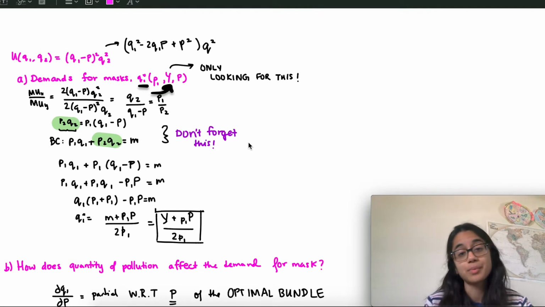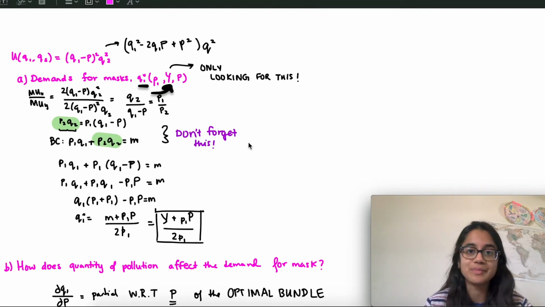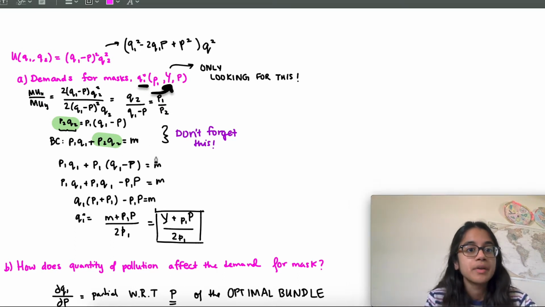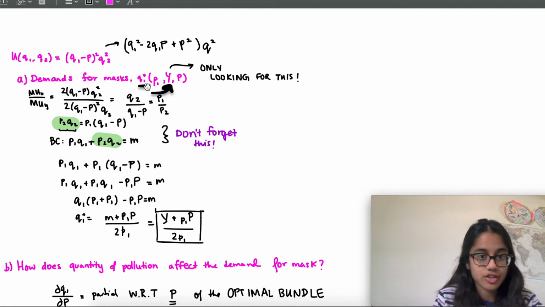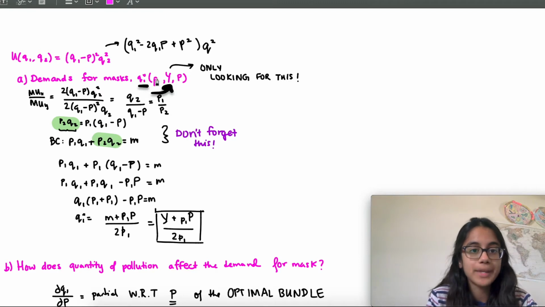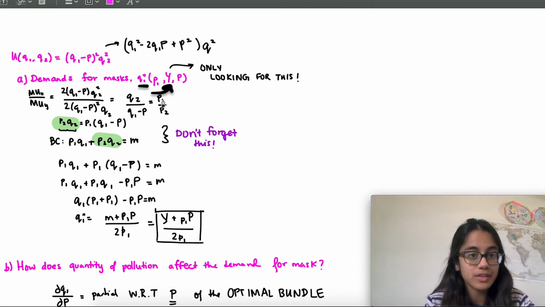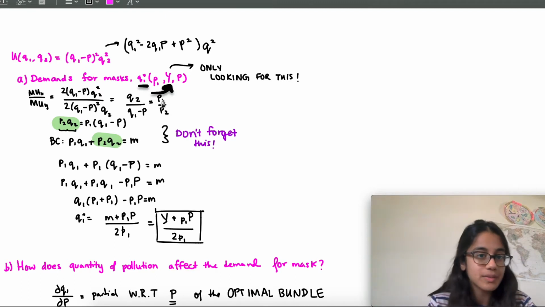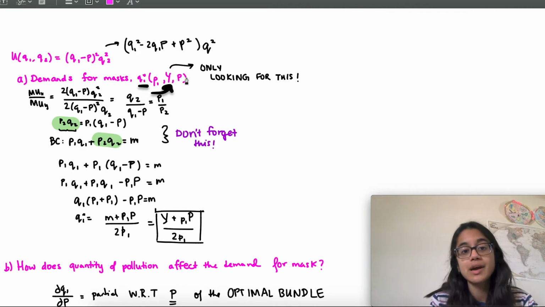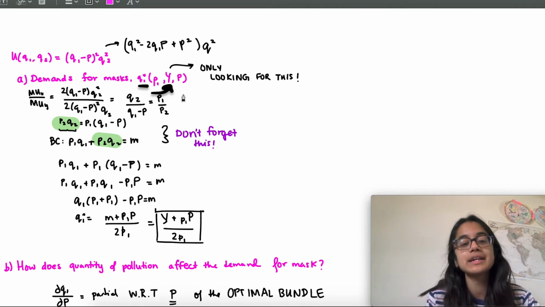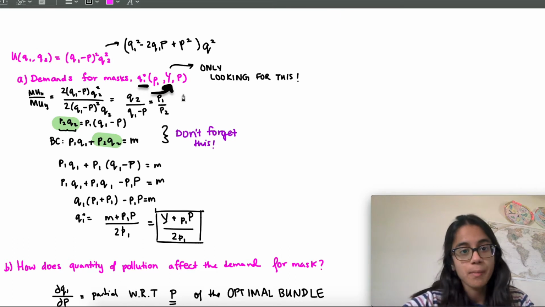I thought this would be a good problem because of the world that we're living in right now. I think it would tie in well. So this question asks, what is the demand for mask? That is our Q1. Our P1 is the price of Q1, so the price of the mask. Our Y is our income, and the uppercase P is our pollution. Sorry, I did not write that down. I should have written that down.